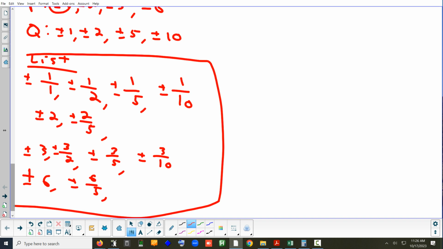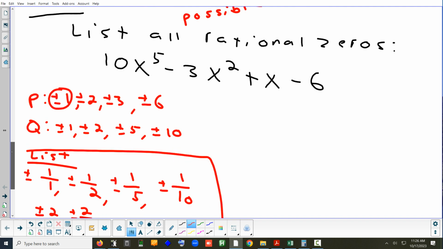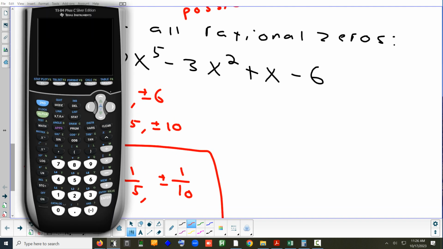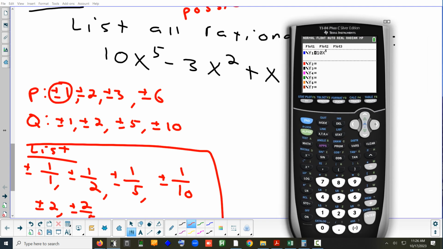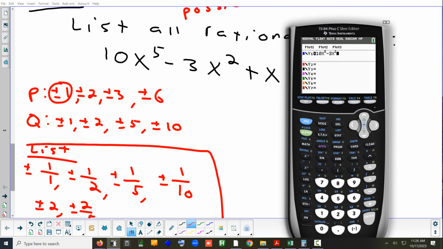We're going to check it on the calculator. All right, so let's type that in. We can do a standard window because -10 to 10 will cover every number that's in this list. You could even do -6 to 6 if you want to zoom in a little bit. So 10x to the 5th minus 3x squared plus x minus 6.